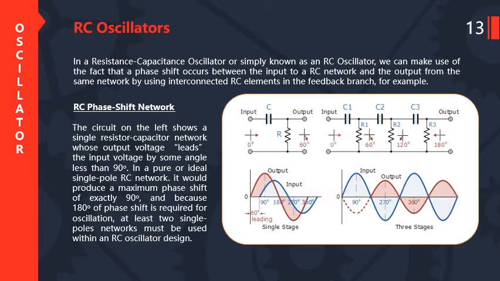Since it is a capacitive load, our angle will be leading. In a pure or ideal single pole RC network, it would produce a maximum phase shift of exactly 90 degrees. If we have a pure capacitor, the phase shift will be exactly 90 degrees. And because 180 degrees of phase shift is required for oscillation, at least two single pole networks must be used within an RC oscillator design.